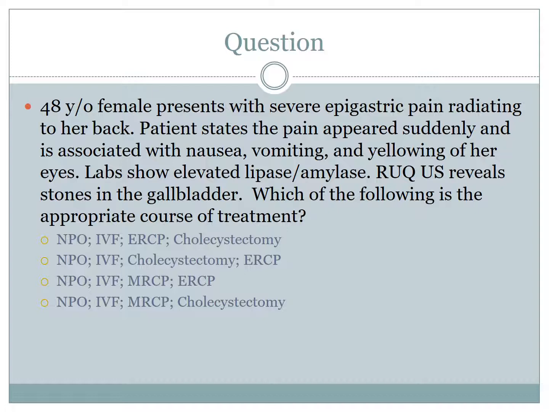So the first answer choice: NPO and IV fluids to treat the pancreatitis. Once that calms down and her pancreatitis and her pain improve, she'll need an ERCP to clear the common duct, diagnose any other gallstones she has in the common bile duct, and then eventually get rid of the source of the stones, which is the gallbladder.